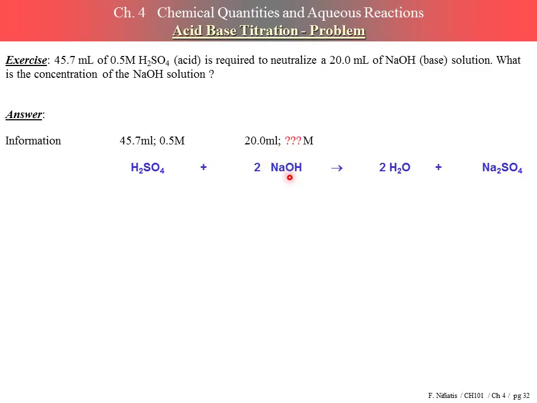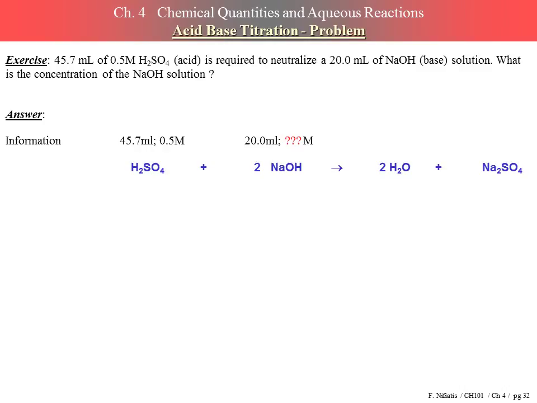We started with 20 milliliters of sodium hydroxide. We didn't know the concentration. That's why I have the question mark, to know what I'm looking for. And then in order to neutralize it, in order for the indicator to change color, we had to spend 45.7 milliliters of sulfuric acid, and that was the concentration.